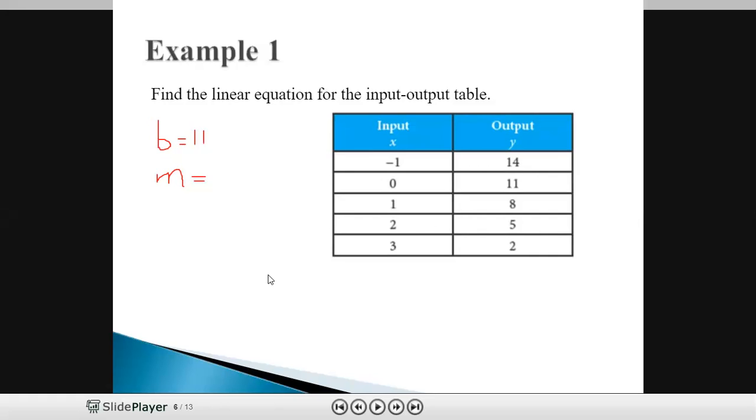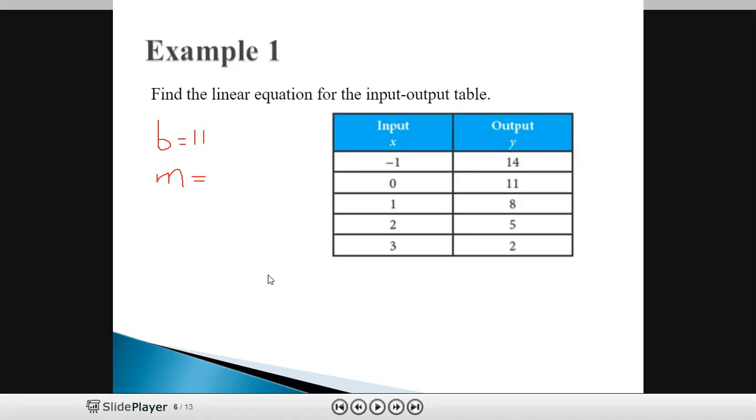I will find the slope. I will take 2 and 5 and 3 and 2. Then I make 2 minus 5 over 3 minus 2, which equals negative 3. So the equation, can I say the equation? Yes, go on. The equation is y equals negative 3x plus 11. Thank you so much. Amazing.